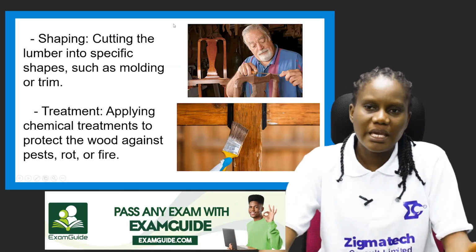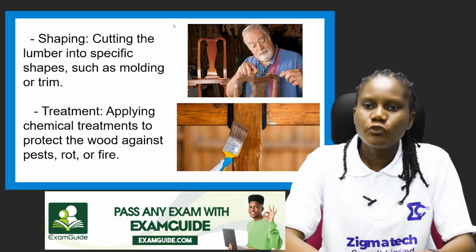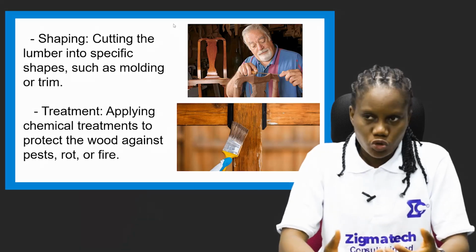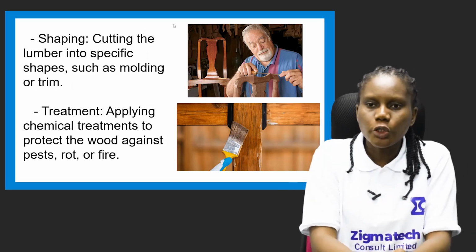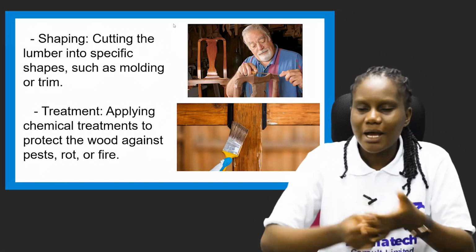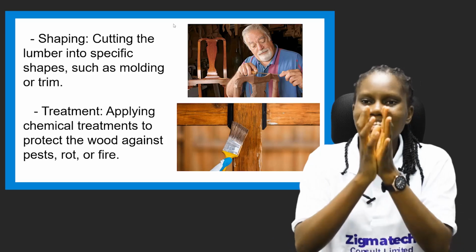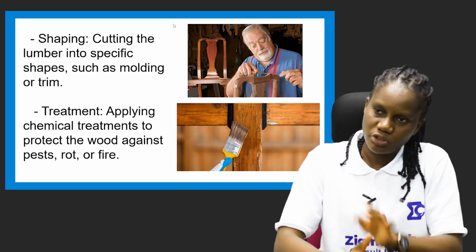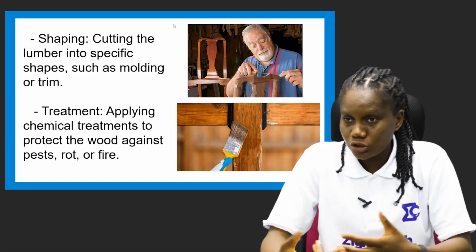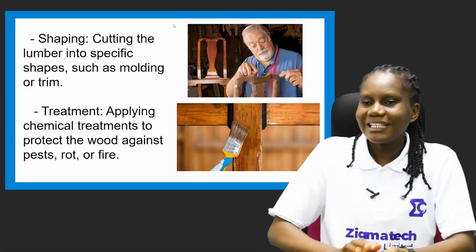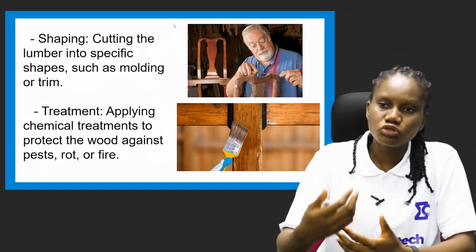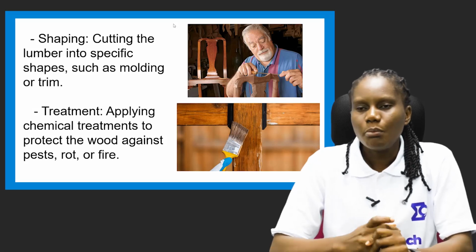After which you shape them. So those lumbers that you have, you shape them into specific shapes, such as molding. You can mold them to what you want them to be, or trim, trimming out the excess parts that you have there to bring out your desired shape. You can see the picture there. A man is trimming, shaping the lumber, perhaps he is making a chair, so that it can give him his desired product. So it's shaping it, through trimming, into his desired product.